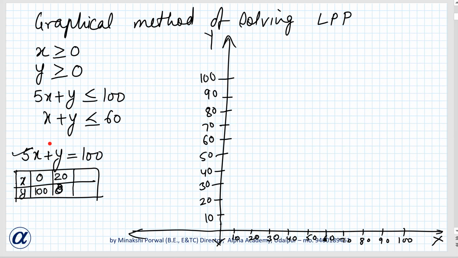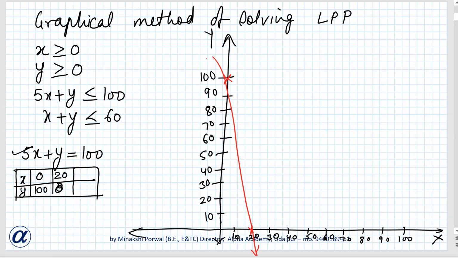When x is 0, y is 100. X is 0, y is 100 means this point. When y is 0, x is 20. When y is 0, x is 20. So we'll join these two points. Okay. You should draw an accurate graph. It's not possible for me to make the exact graph, but you can draw this on graph paper.